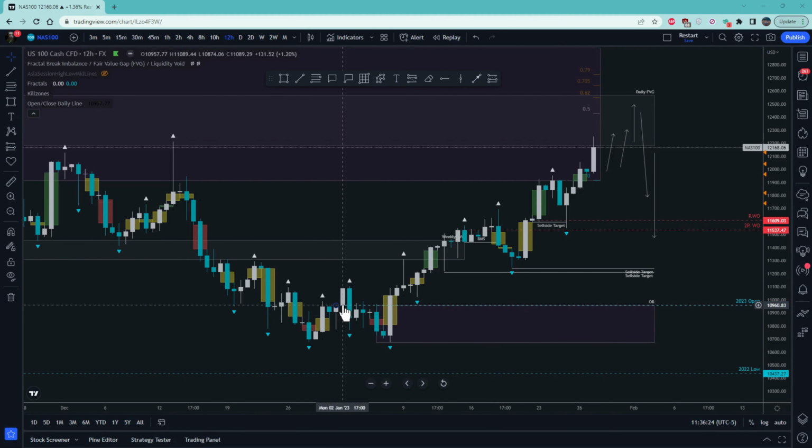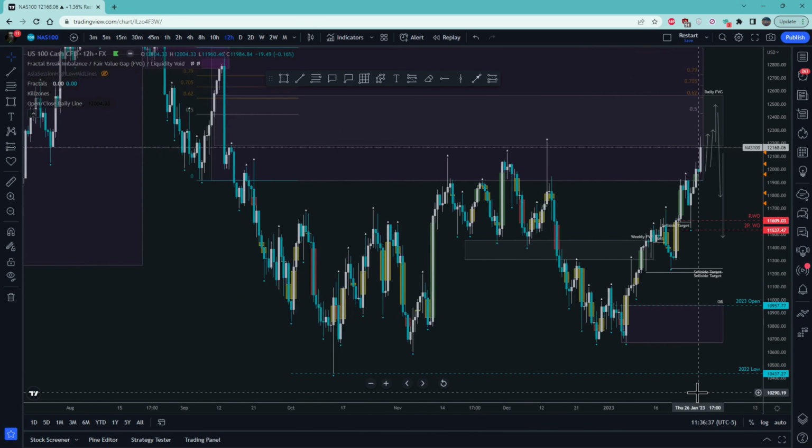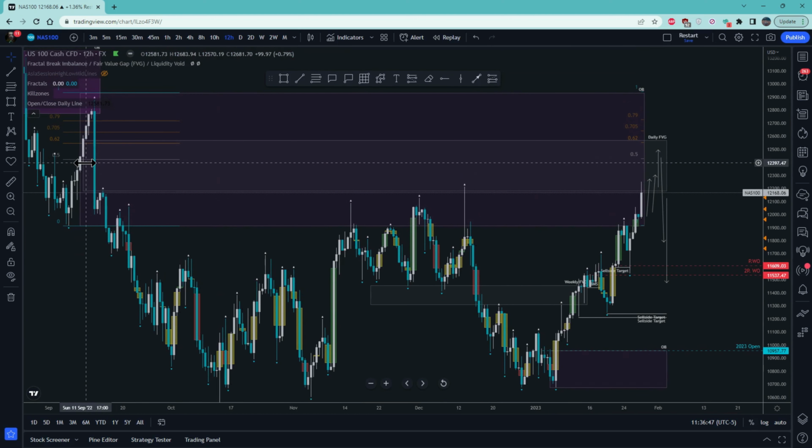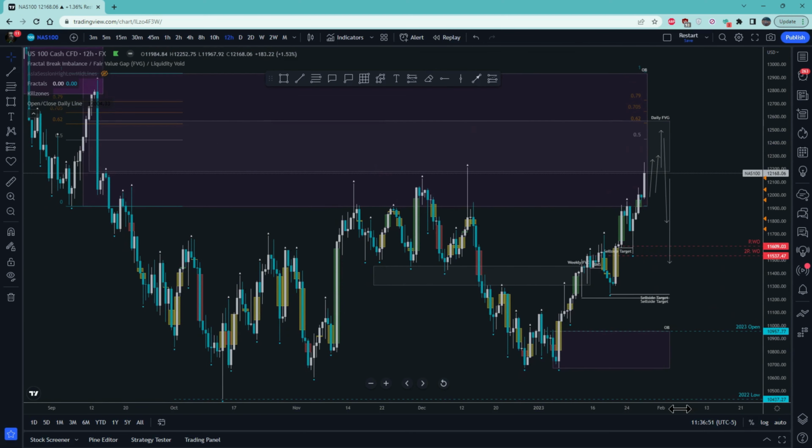Looking here at the daily, we have the 2023 open price over here. As we can see, we traded a bit above it, a bit below it, and have been expanding above it ever since. Now, if we look to the left here, we can see that we have taken the liquidity above this high and have traded into this daily fair value gap, which represents an imbalance.